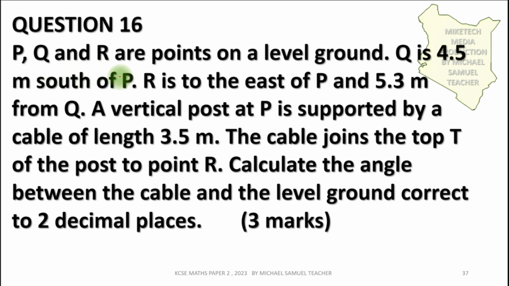P, Q and R are points on a level ground. Q is 4.5 meters south of P, R is to the east of P, and 5.3 meters from Q. A vertical post at P is supported by a cable of length 3.5 meters. The cable joins the top T of the post to point R. Calculate the angle between the cable and the level ground correct to 2 decimal places.